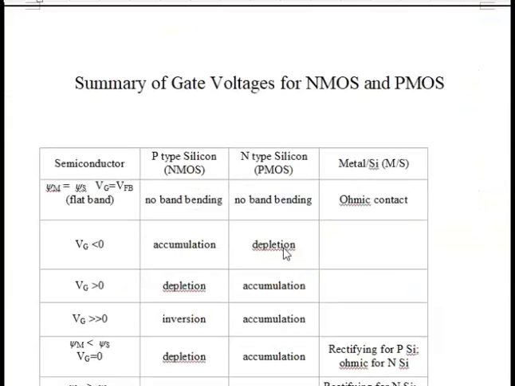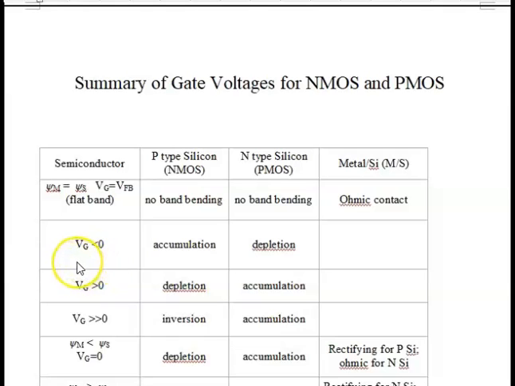And we summarize that in a table. So first, the metal work functions are equal. So this is considered flat band at equilibrium. There's no band bending on either structure, for NMOS or for PMOS. And we have a comparison with the metal-silicon structure, the Schottky. Here we'd have an ohmic contact. So for all these cases, we would have an ohmic contact.